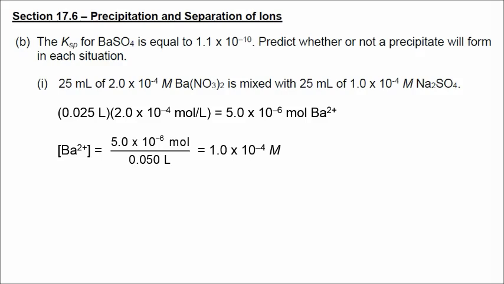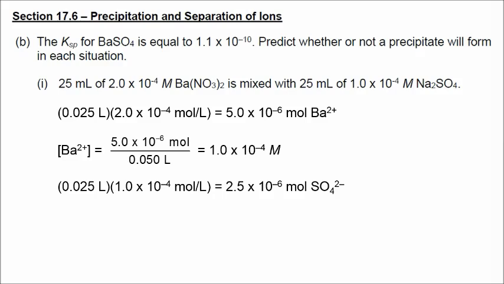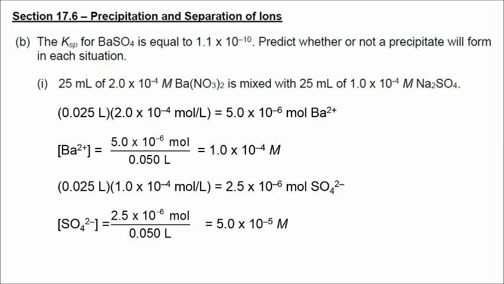Another way you could have done this calculation is recognize the fact that 25 milliliters plus 25 milliliters doubles the volume, and it cuts the concentration of barium in half. So our new concentration of barium is not 2 times 10 to the negative 4, but rather half of that amount. In a similar calculation, you can get moles of sulfate. So the concentration of sulfate is exactly half what it used to be in the original solution.